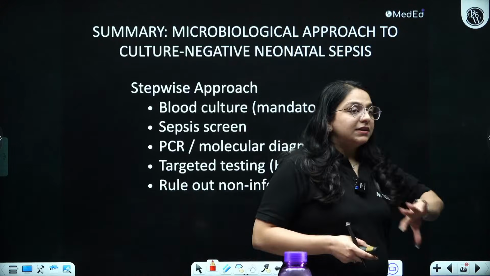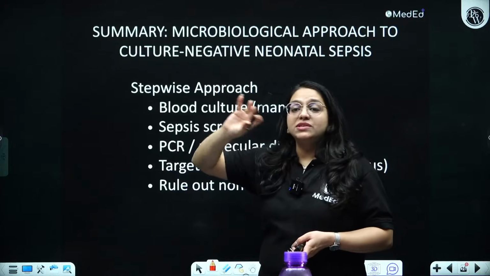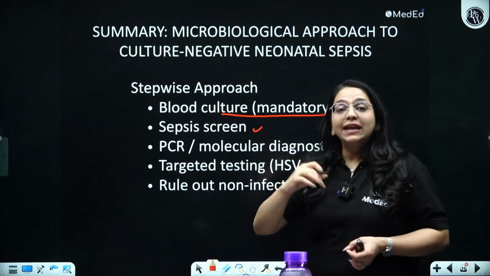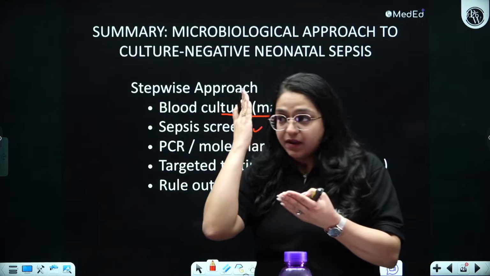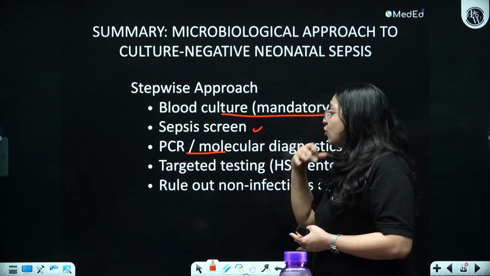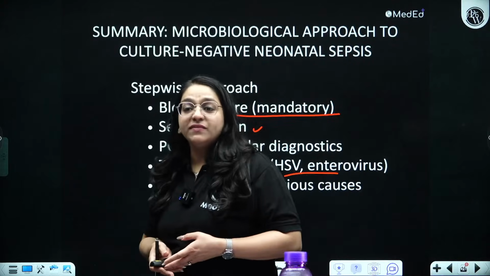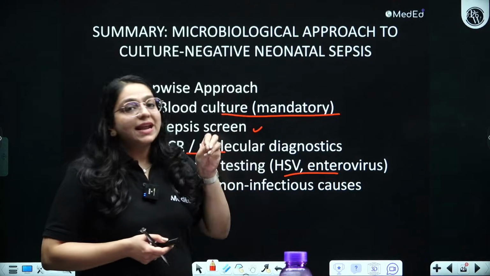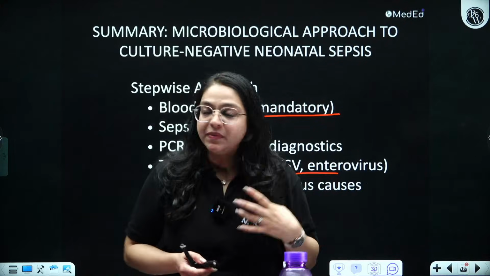So in summary, a culture negative neonatal sepsis has to be approached in a stepwise manner, where blood culture is mandatory and the sepsis screen has to be positive. Then you have to modify depending upon the blood culture. If blood culture is positive, you simply go ahead and do AST-targeted therapy, and if it is negative, you go for PCRs and molecular diagnosis. Targeted testing, especially for the viruses, is needed, and then of course you have to rule out non-infectious causes if the entire panels come out to be negative. So the take home is that a blood culture negative sepsis does not mean it is a non-infectious neonatal sepsis. Okay, that was the gist of today.